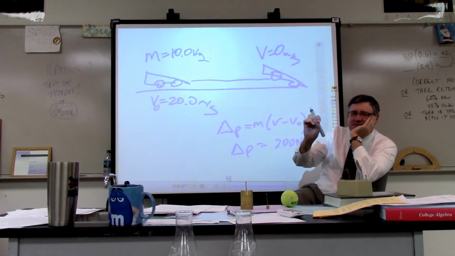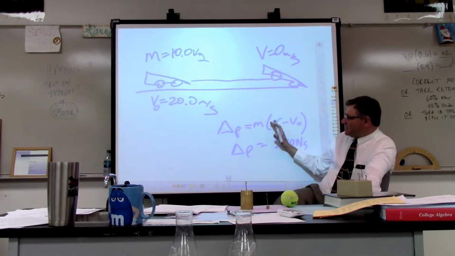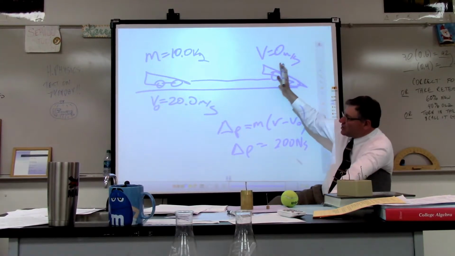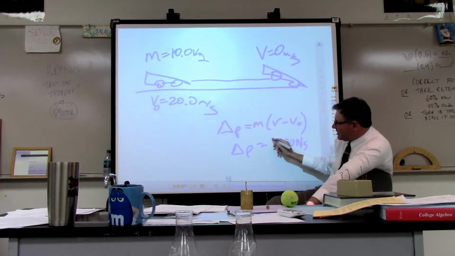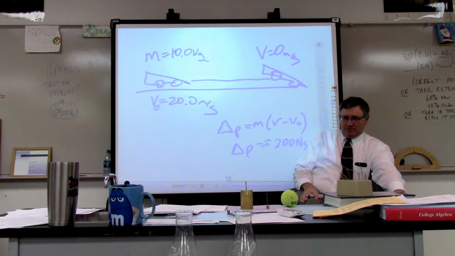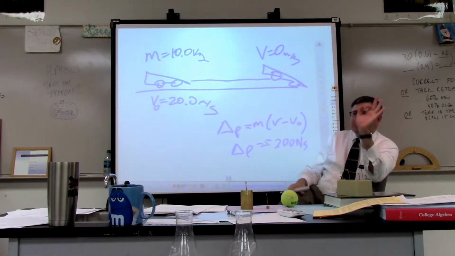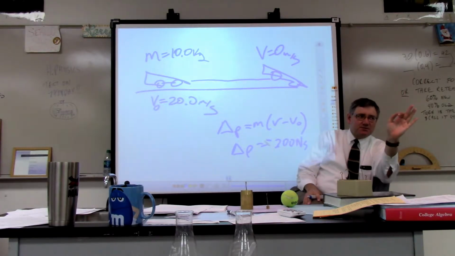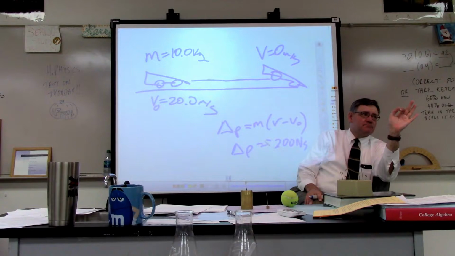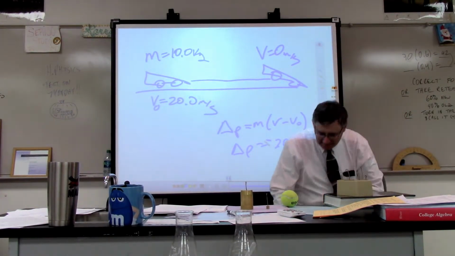So here's what you have to pay attention to: it's v minus v naught. So it's 0 minus 20 times 10, that has to be a negative 200 newton seconds. Now, do you have enough information at this point to calculate the force? No, why? You don't have the time.